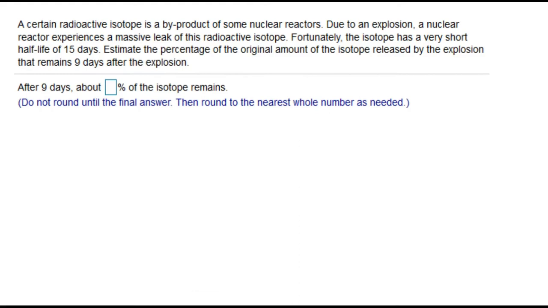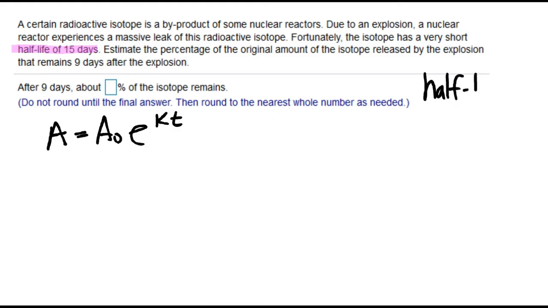Okay, so we're going to use our exponential growth and decay model for this, which is A equals A naught e to the kt. So what we need to do is figure out the growth rate based on this piece of information right here. We have a half-life of 15 days. So obviously 15 days is a reference to the time, but this half-life is really important for us to figure out the problem.